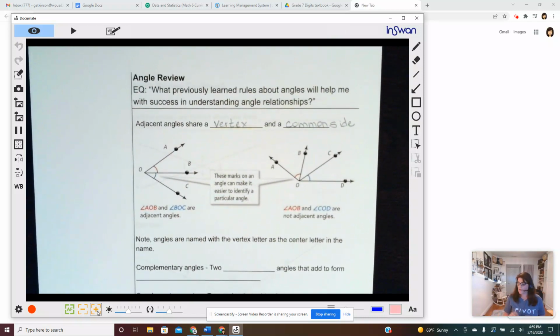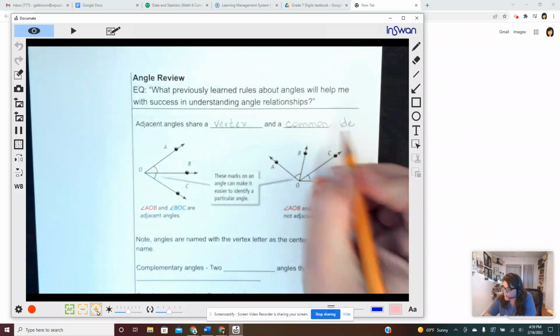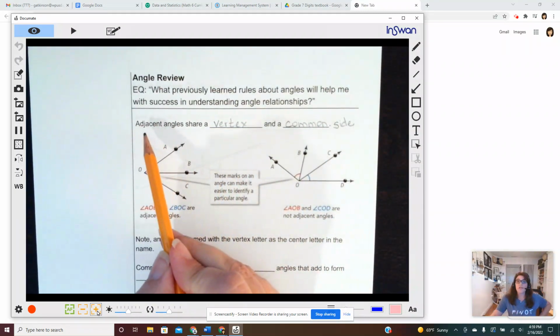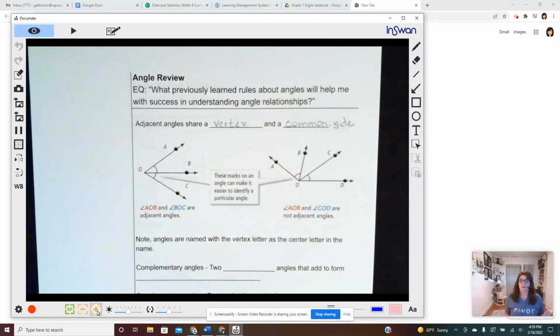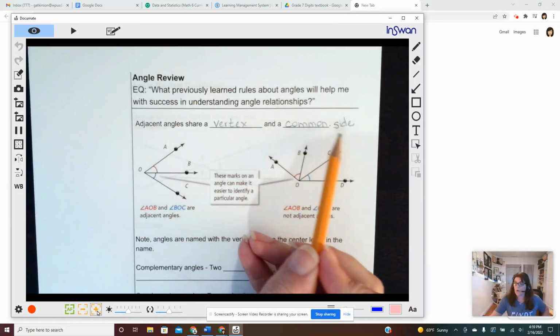So, what previously learned rules about angles will help me with success in understanding angle relationships? I'm going to fix this because it looks really bad. There we go. Okay, adjacent angles are just like they sound. They're adjacent to one another, next to. They share a vertex and a common side.